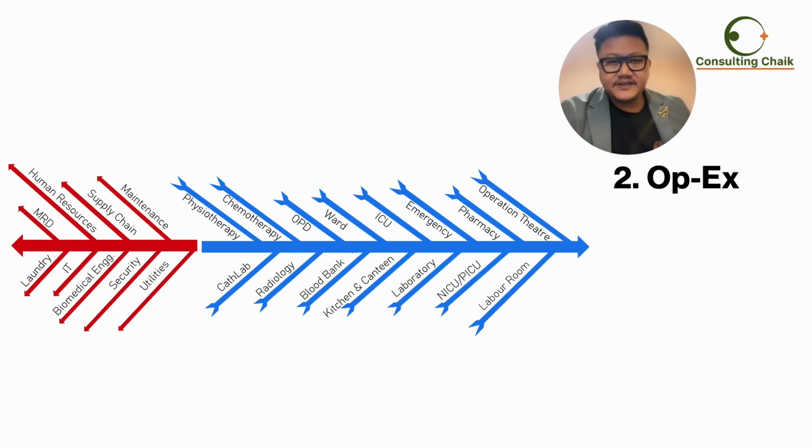Your operational expenses. In this diagram, you have to watch on YouTube to see the whole diagram. I've made a fishbone diagram here. The blue lines are the ones which are actually making you money. These are revenue generating departments, and the red ones are all cost centers. As you can see in this diagram, the blue ones are pulling the hospital toward its positive profit side. And on the left hand side, the red ones are the expenses.